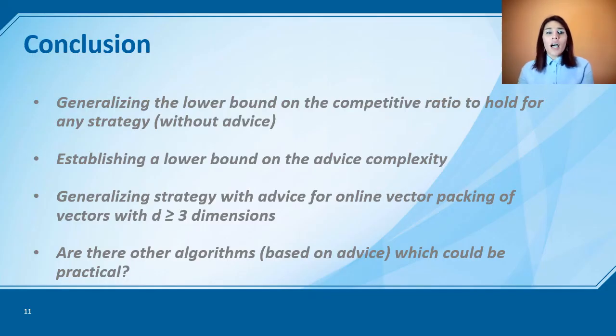So, to recap our results, we show a lower bound of 11/5 for the competitive ratio of any fit strategy. We also show an upper bound spanning between 2 and 2.5, depending on the angle restrictions placed on the vectors, given logarithmic advice, where the currently best competitive strategy has competitive ratio 27/10. Interesting open problems include generalizing the lower bound on the competitive ratio to hold for any strategy, establishing a lower bound on advice complexity, generalizing the strategy with advice to higher dimensions, and establishing more practical algorithms with advice.